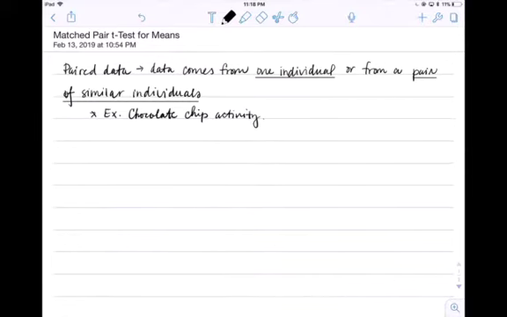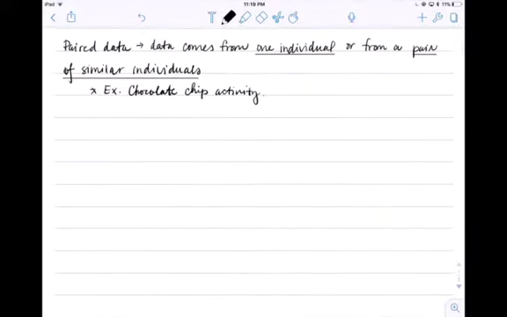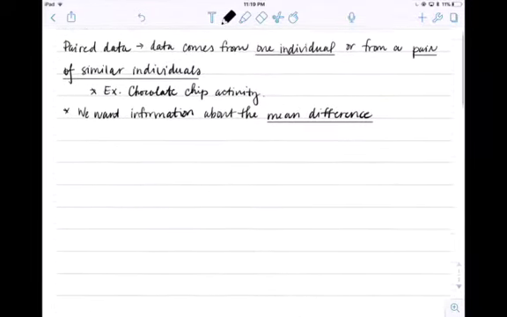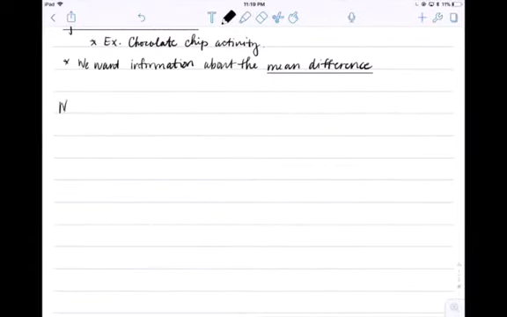All right. Now, what we're going to want to know in this particular topic is the mean difference. So we want information about the mean difference. Okay, so in the previous topic, it was the difference of the means, and this one we want the mean difference. All right, so let's go ahead and talk about some notation really quick that we'll be seeing in this particular topic.